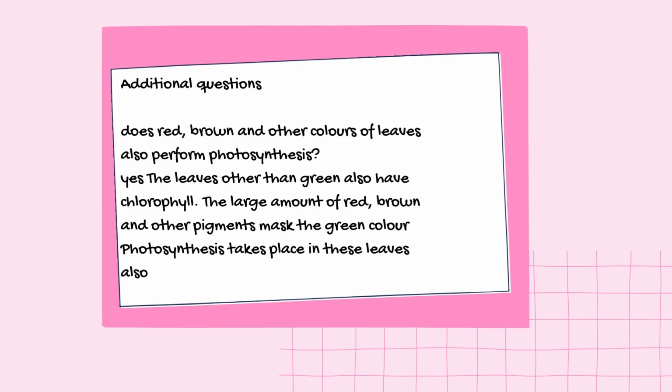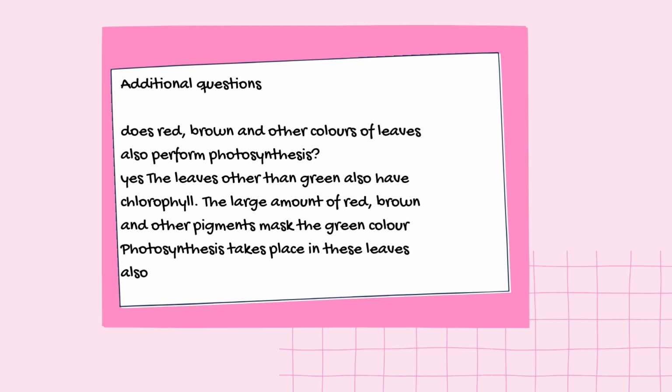Do red, brown and other colors of leaves also perform photosynthesis? Yes, the leaves other than green also have chlorophyll. The large amount of red, brown and other pigments mask the green color. Photosynthesis takes place in these leaves also.